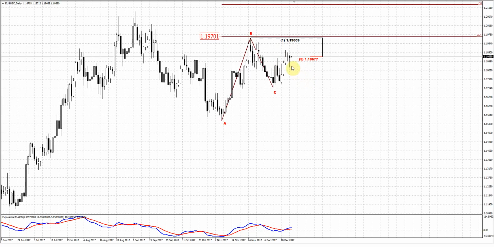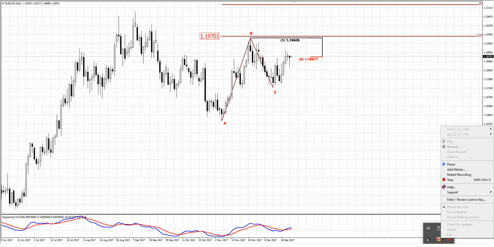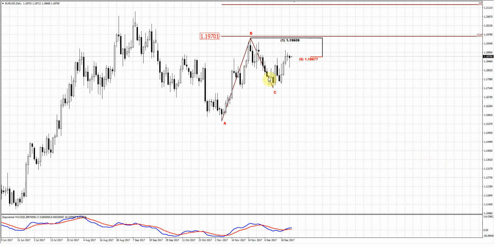The nearest target on the daily chart stands at 119.70. This is minor 618 extension. This is COP, contraction objective point of this ABC bottom D pattern. So that's the target minimum that should be achieved by this ABCD pattern. Potentially, as I said, it could be AB equals CD to the OP.